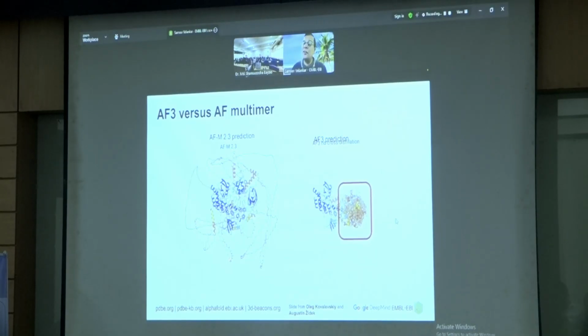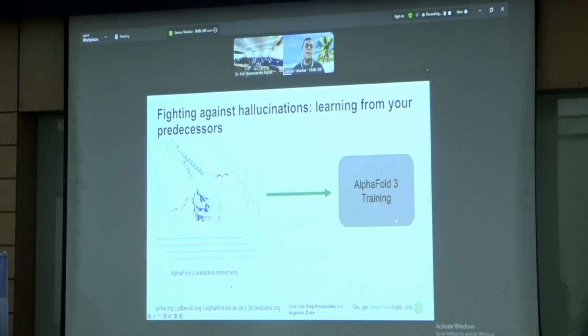So how do you get rid of that? What you want is, in the training set, you want to have disorder, so that the network also learns about disorder. And obviously in PDB we don't have it. So where can we get it? We have 214 million structures from AlphaFold itself. And so you can take all the AlphaFold database and you can learn from that how disorder works. And so that's what they did.